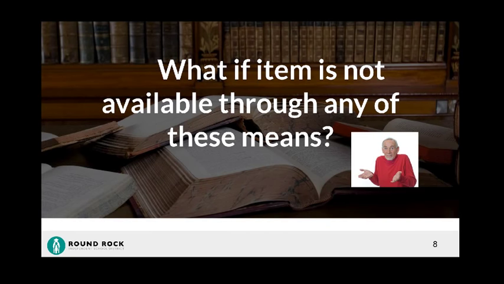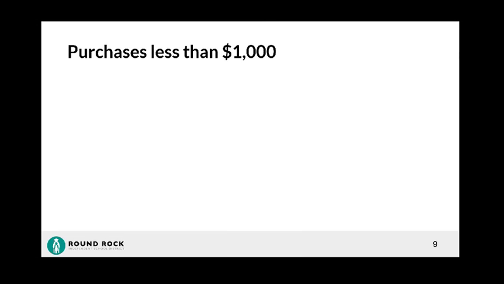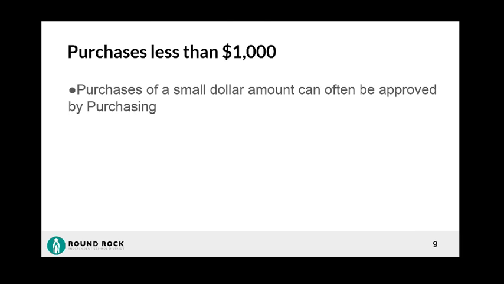So what do you do if an item is not available through any of these means? At that point, how you proceed with your purchase will depend on the dollar amount being spent. We have certain thresholds that will determine what process you'll have to go through. If your purchase is less than $1,000, there's a good chance that it can be approved by the purchasing office.